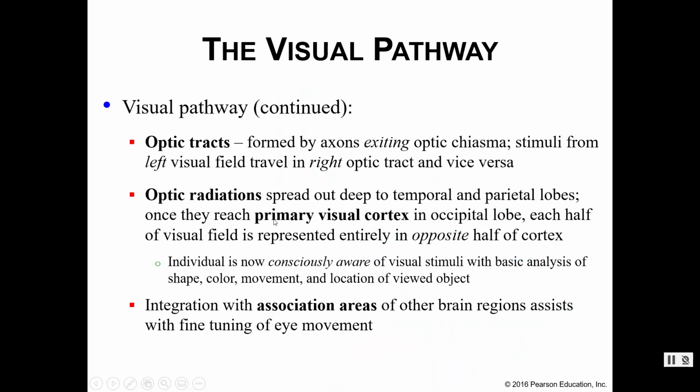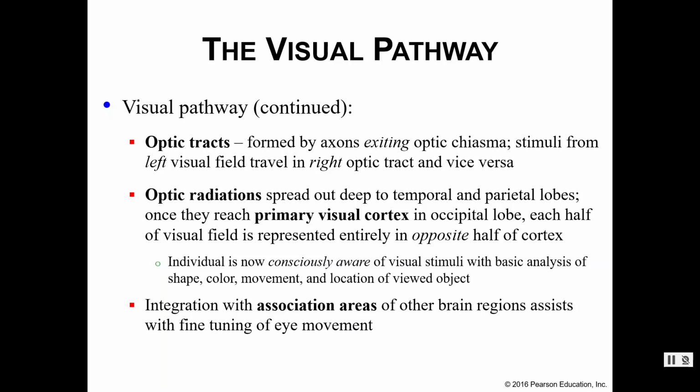So eventually we're going to hit the occipital lobe. We're going for the primary visual cortex. And remember, we're going to have a left side and a right side so we can process information from both eyes. This lets us become consciously aware that we are seeing something. This gives us basic shape, color, movement, location, things like that. Then we have to integrate that information in your visual association areas, and any other areas that we might need. This lets us figure out exactly what we're looking at.